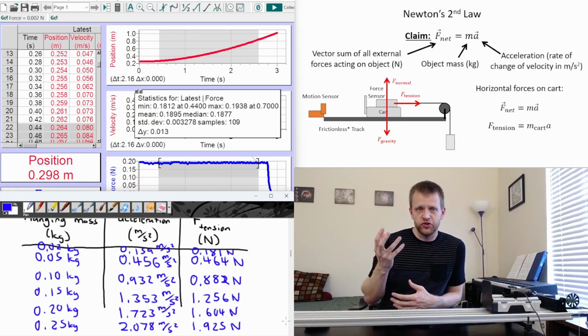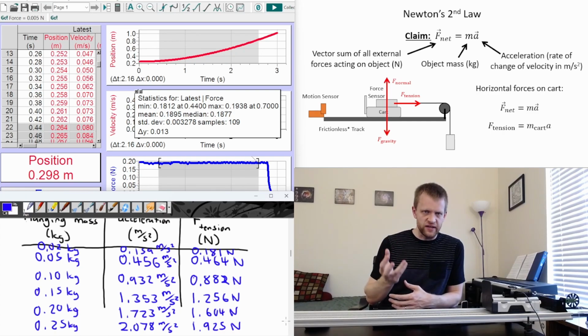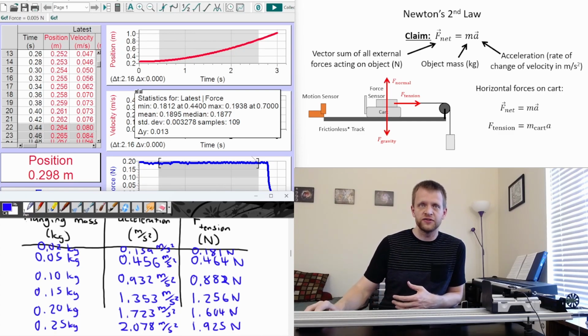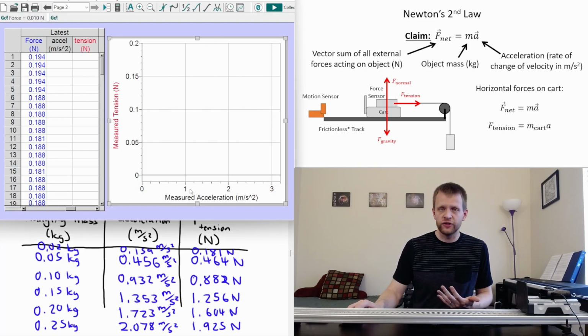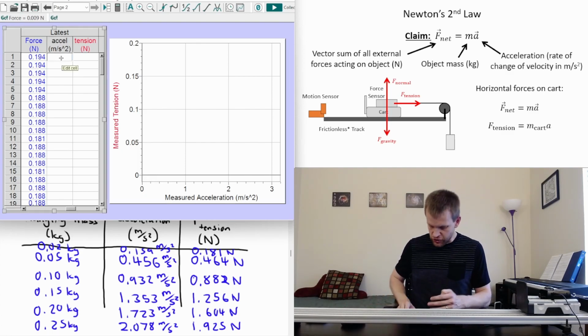Now what we want to be able to do is say, how can we take our data and look at any patterns that are formed by that data to identify whether or not this data supports or refutes this particular claim from Newton's second law. So let's set up a new kind of table. So I've set up a new graph where I can input these accelerations that we've measured, these tensions that we've measured, and see if we can generate a graph for measured acceleration on the horizontal axis and measured tension on the vertical axis. So let me just add these in.